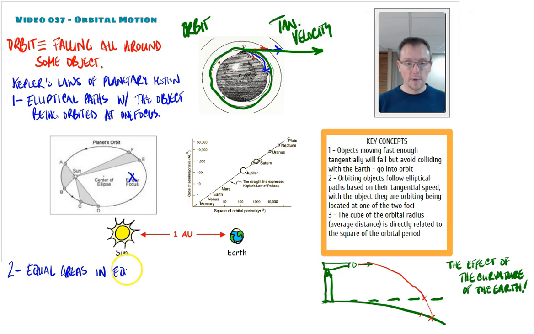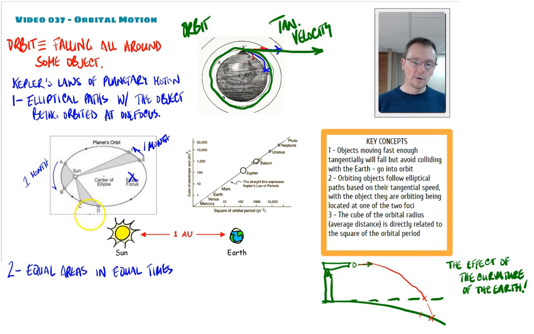So let's go back up to our diagram there just to make sure you understand this. Let's say it takes 1 month to go from E to F. And it takes 1 month to go from A to B. Notice that it's going slower here and it's going much faster here, so it covers a greater distance over here.